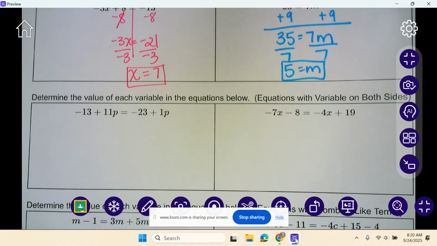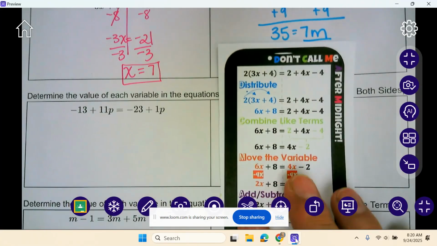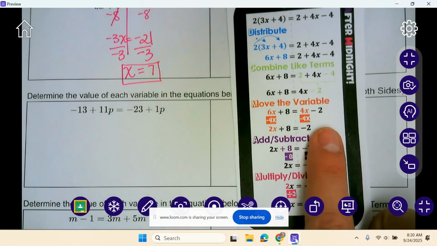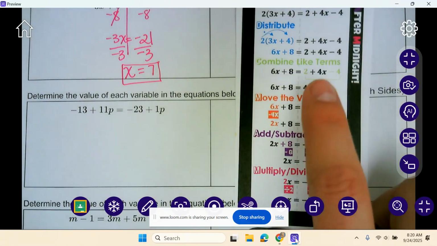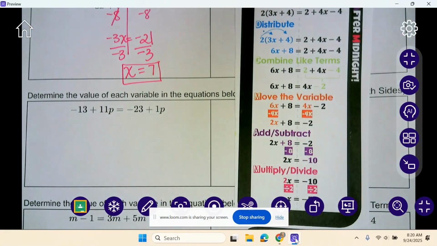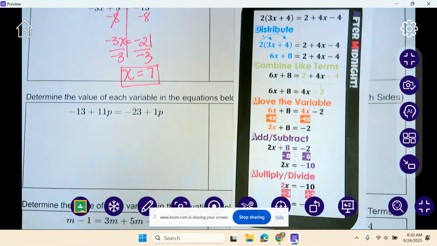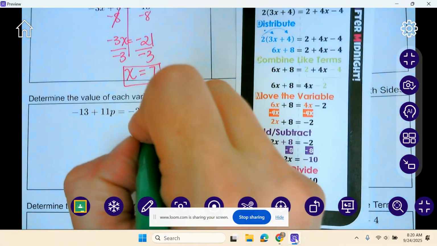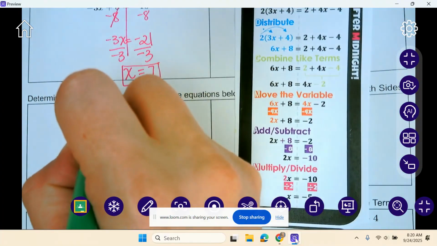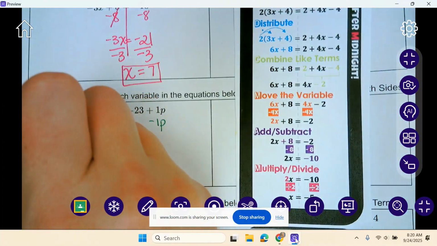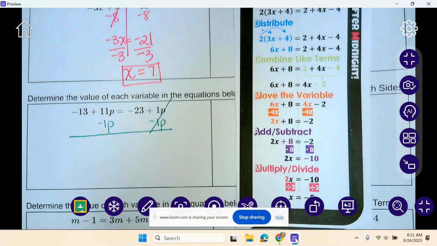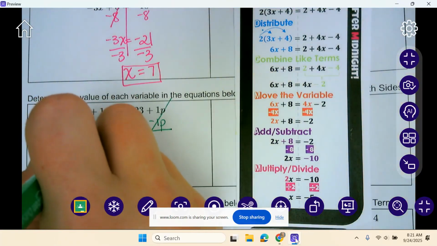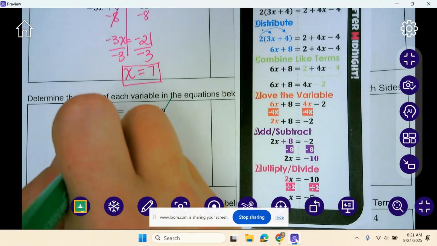All right, so with these, you wanna do the first step of move the variable, okay? You don't need to distribute, you don't need to combine like terms. So I'm gonna move the variable. You could always move the variable to the left. You could always get rid of the small variable. I'd say whatever you do, just keep consistent. This specific part, there's no wrong answer. So this would turn into 10p.